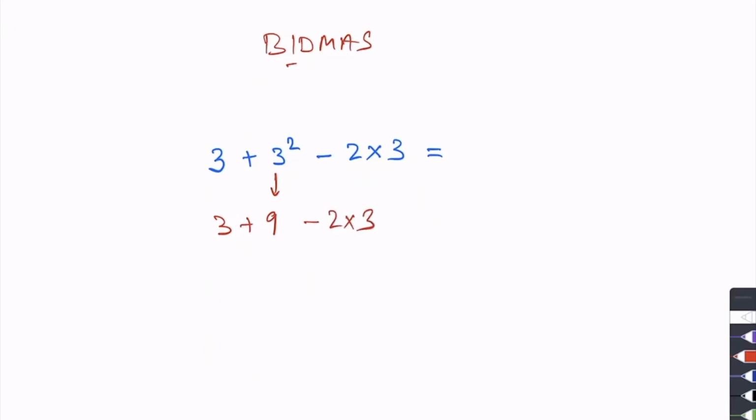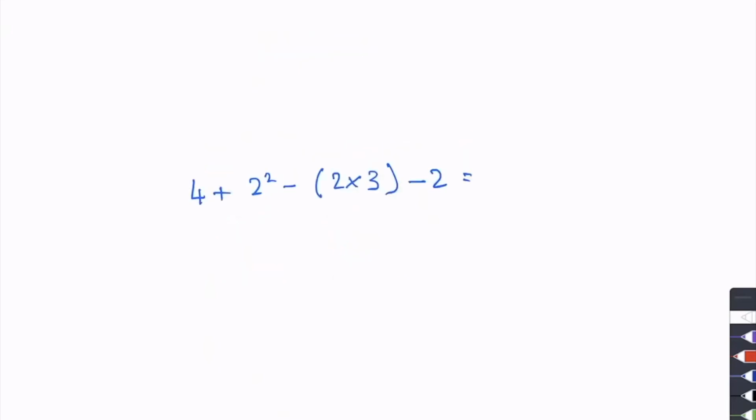Any divisions and multiplications? Yes, 2 times 3 is 6. And that leaves me with 3 plus 9 minus 6. 3 plus 9 is 12. 12 take away 6 just gives you 6. Now let's have a look at this one.